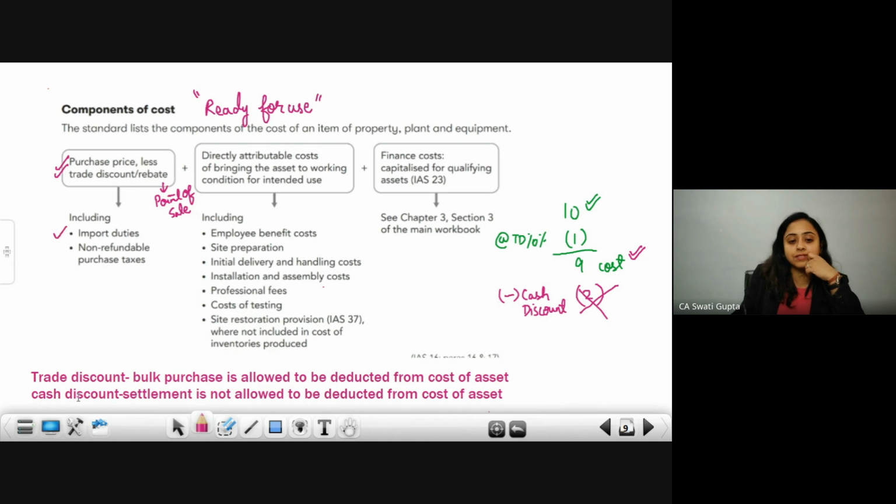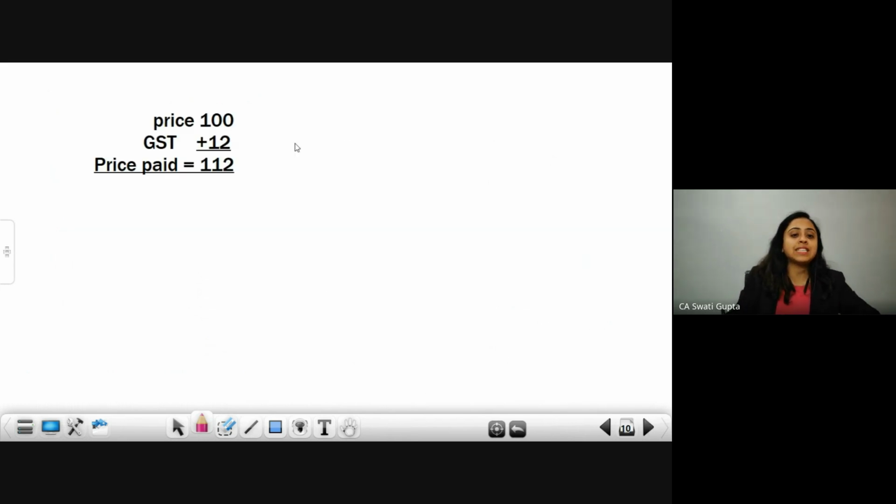Okay. Next comes import duties. Next comes non-refundable purchase taxes. What do these mean? Just an example. For example, the price is 100 rupees, and you are paying GST for purchasing the same, that is 12 rupees. This means the price that you have paid is 112. Please tell me, what is your cost? Is it 100 or is it 112?